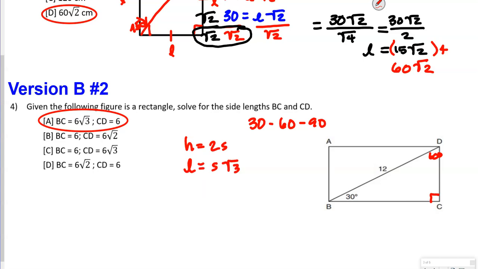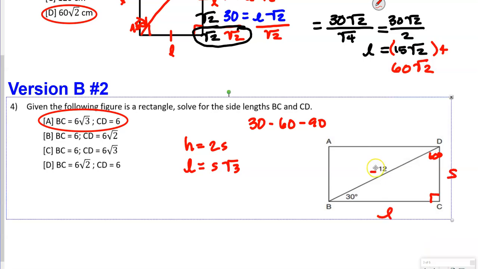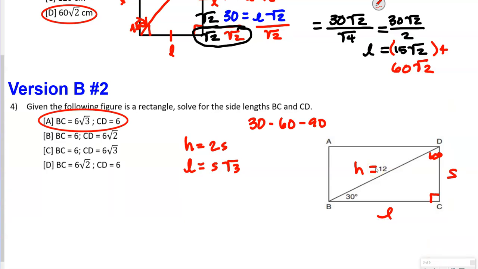So now let's label what we see. It looks to me like this is a short leg, yes, because it's opposite the 30-degree angle, and this is our long leg, and this is our hypotenuse, right? So because we're given the hypotenuse, we're going to use the hypotenuse formula first. So we're going to say 12 is equal to 2 times the short leg. We're going to divide both sides by the 2. So our short leg is equal to 6, right? So I'm going to put my 6 back over here.